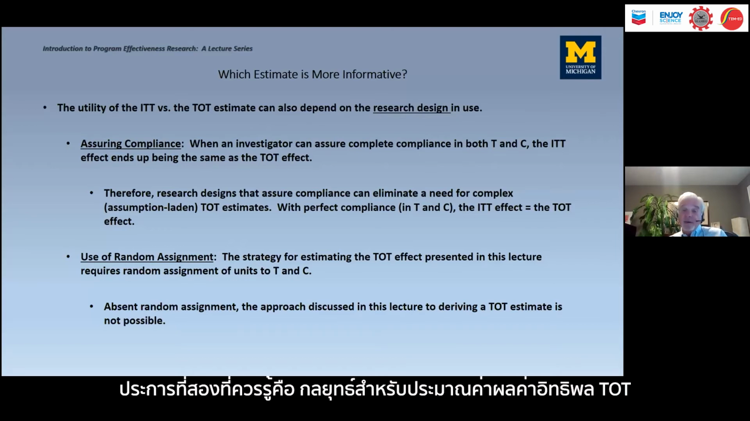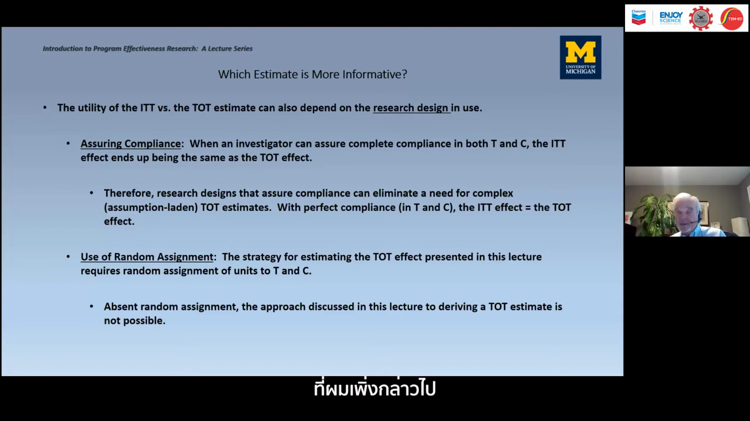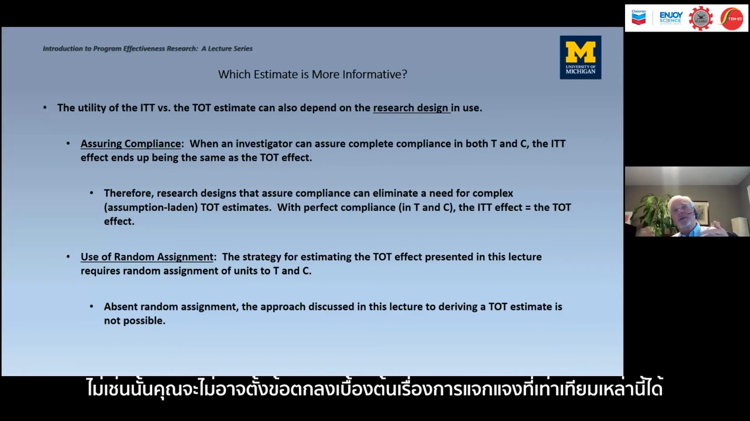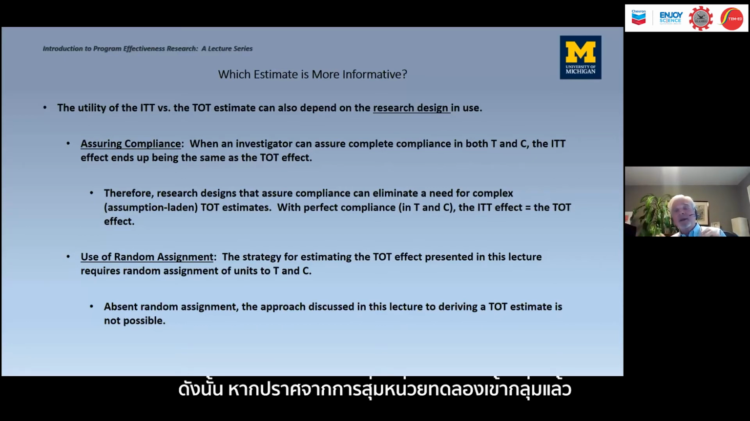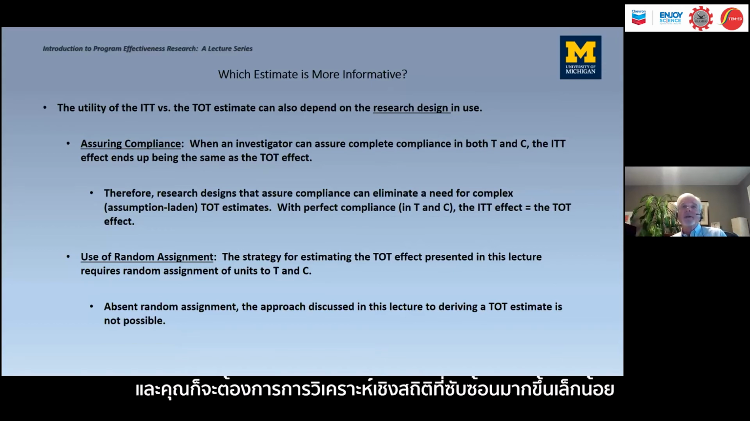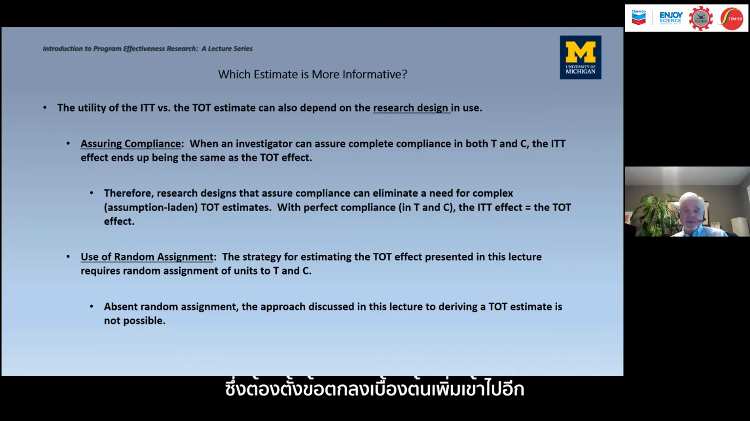The second thing to know is that the strategy for estimating the TOT effect that I just presented to you requires random assignment of units to treatment and control. Otherwise, you can't make these assumptions about equal distributions. So absent random assignment, the approach that I just discussed to deriving the TOT estimate is not possible, and you're going to need a bit more complex statistical analysis, which will involve even more assumptions and so on.